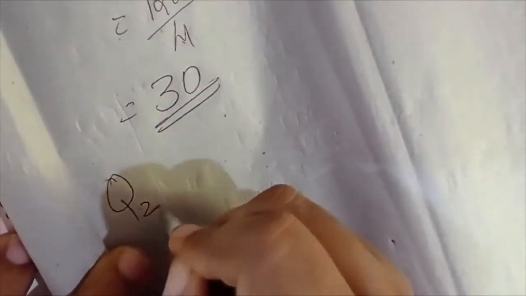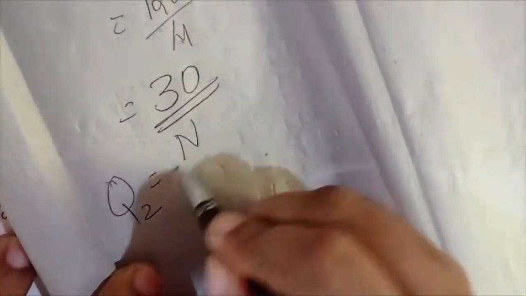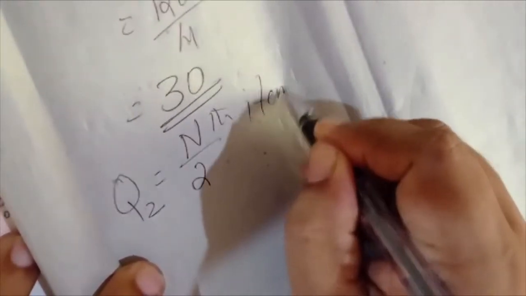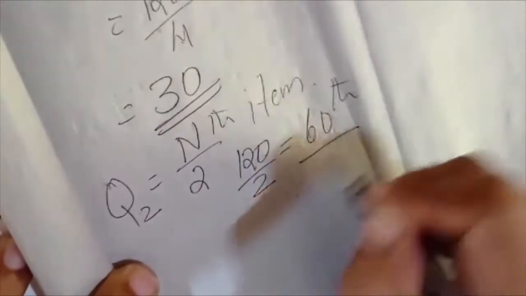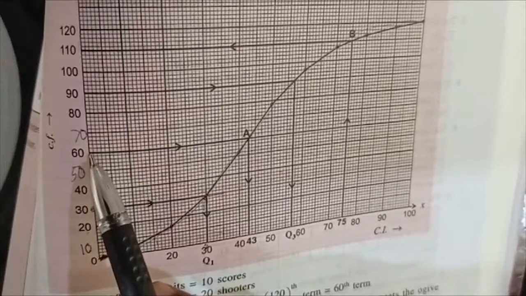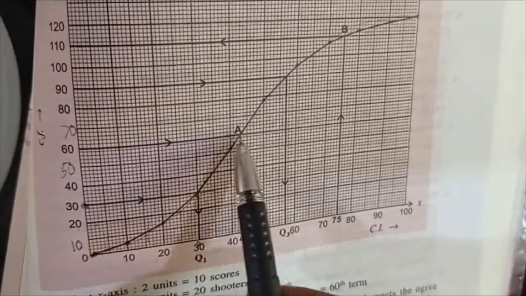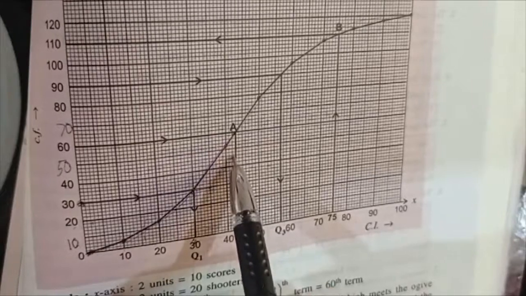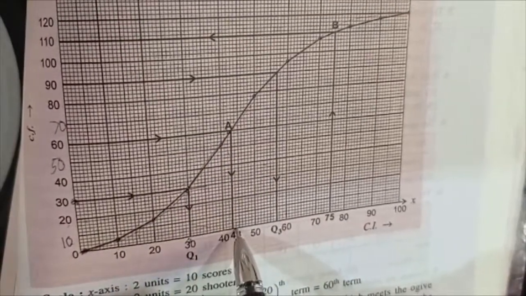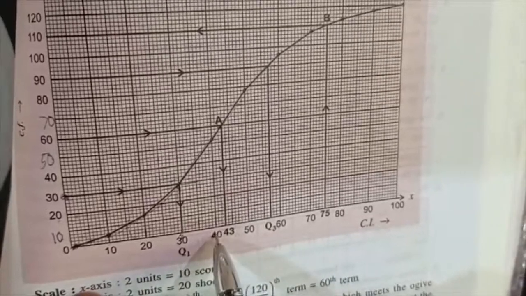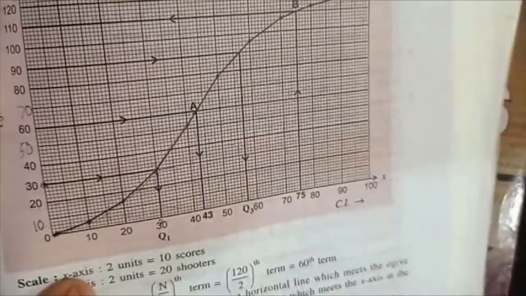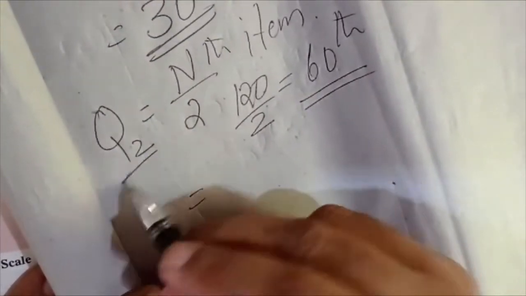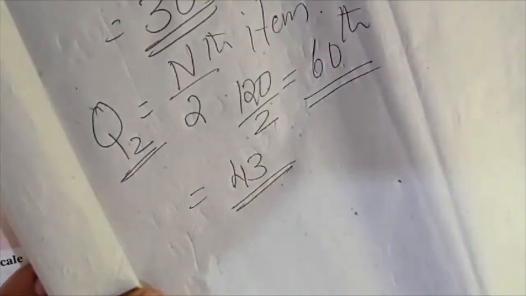Then what is Q2? What is the meaning of Q2? Median, n by 2th item. That means 120 by 2. What is 120 by 2? The 60th item. Same procedure. On the y-axis, mark the point 60. From that, draw a horizontal line. That line touches your ogive at a particular point A. From that point A, count. That point meets the x-axis at the point 43, I think. Therefore, the median Q2 is 43.